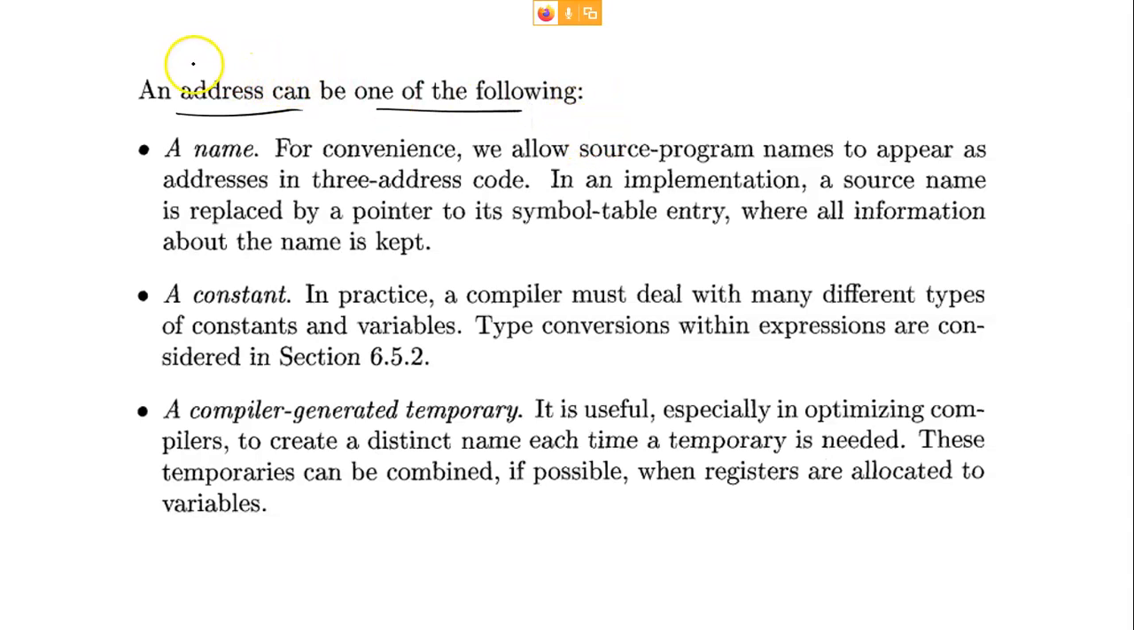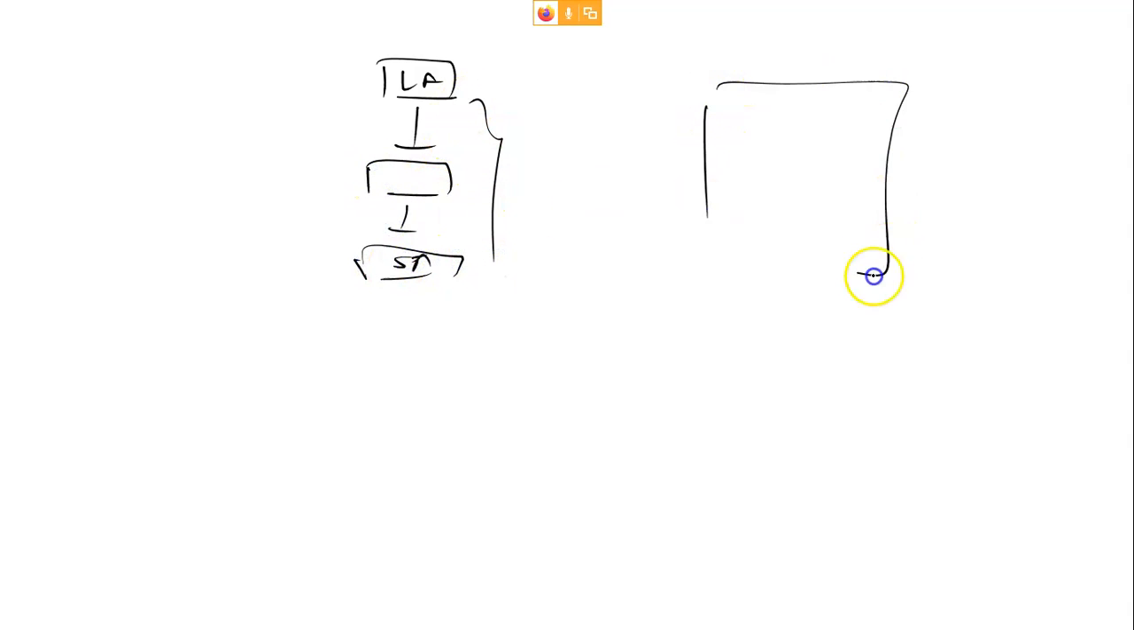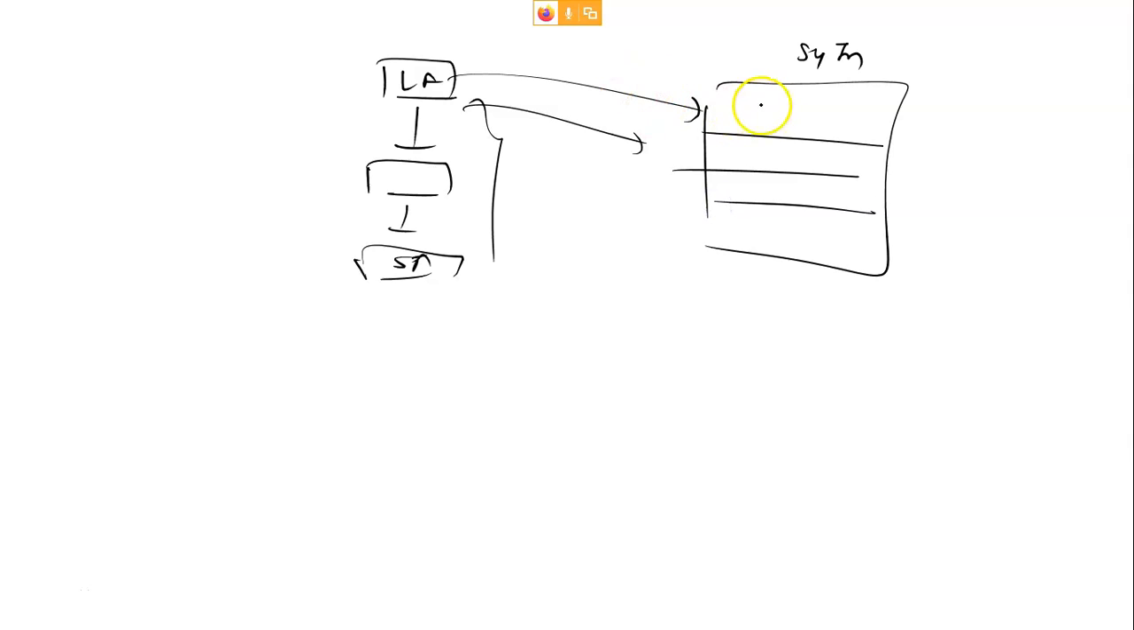So what is an address? For example, when you write this type of statement, x equal to y plus z, of course this is a variable name, this is a variable name, this is a variable name, but still we treat them as an address. This is the convention. See what happens is when your lexical analyzer, syntax analyzer, and semantic analyzer are doing their things, they store variable names and their attributes in the symbol table. So this is your symbol table.